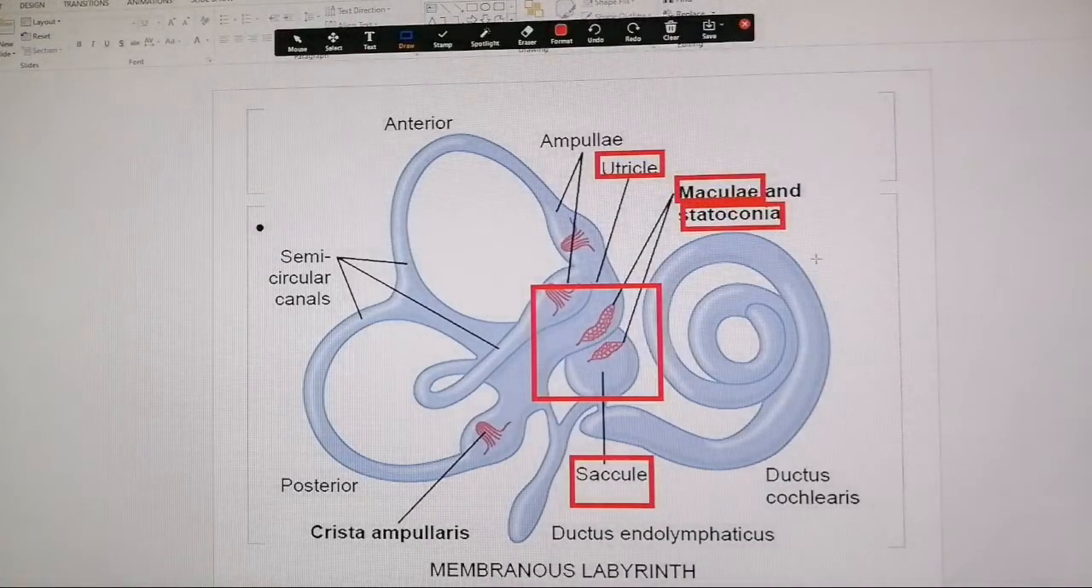No, not crista ampullaris, it is to do with the semicircular canals. That's why anything outside of the red box, we are not concerning ourselves with at the moment.